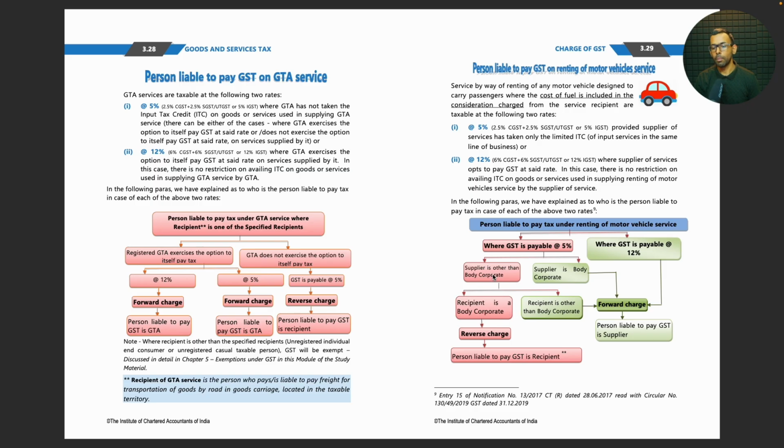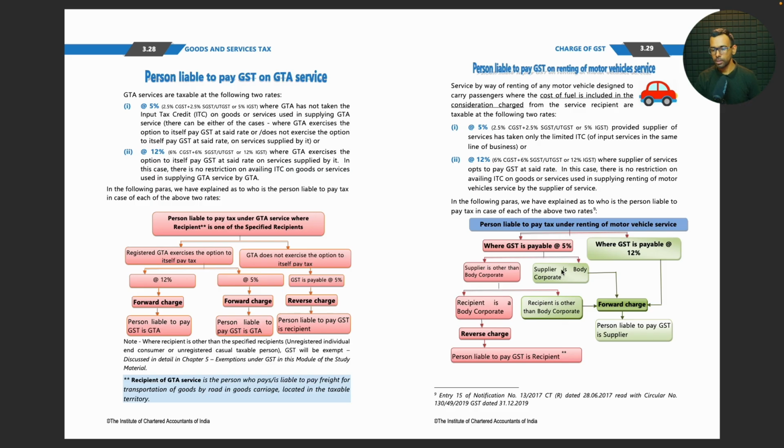However, if the supplier is other than a body corporate, and the recipient is also other than a body corporate, the supplier is an individual or a firm, and the recipient is also an individual or a firm, then forward charge. So if the recipient is not a body corporate, then there is no reverse charge. Whoever is the body corporate has to pay tax, but if both of them are not body corporate, then it has to be paid by the supplier. This is a good way to understand.